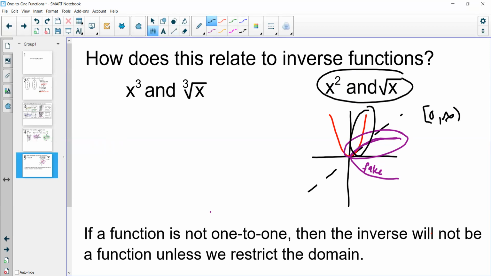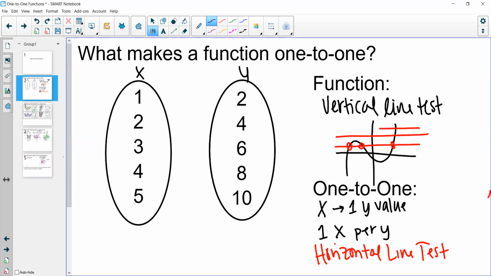So that is what makes something a one-to-one function: it passes the vertical line test and the horizontal line test, meaning for every one x value, there is only one y value, and for every y, there's only one x. So there's not two numbers that go to the same place, meaning it passes that horizontal line test. If you have any questions, feel free to reach out, but that is one-to-one functions.